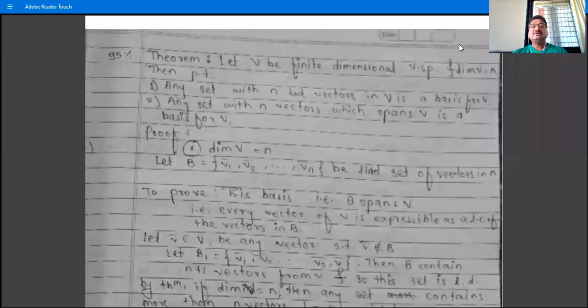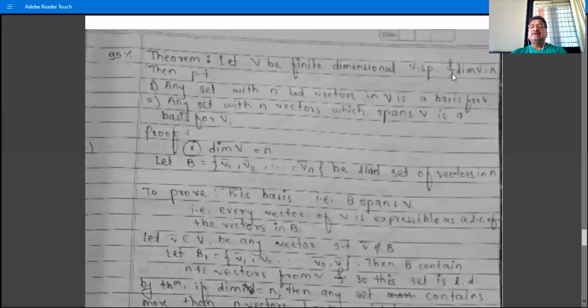Theorem on basis. Let V be a finite dimensional vector space. That is, the dimension of V is finite, and suppose the dimension of V is equal to n. Then: one, any set with n linearly independent vectors in V is a basis for V; and two, any set with n vectors which spans V is a basis for V. So these are a combination of two theorems.